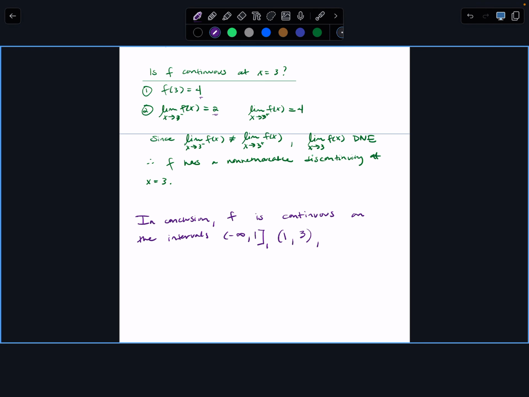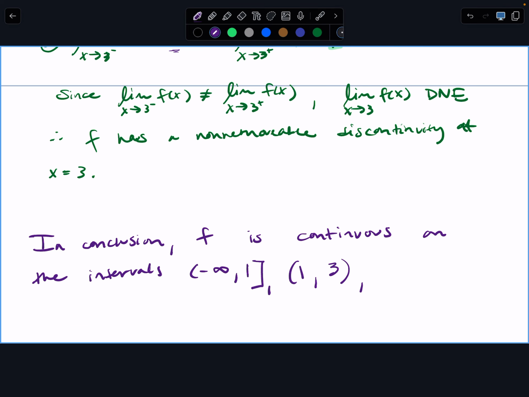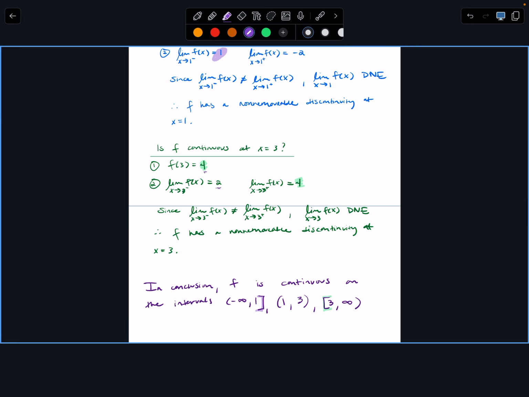But then for when 3 is the left endpoint of the interval, so thinking from 3 on, we go, oh, there's a different color here. x approaching 3 from the right is 4. The function value at 3 is 4. So, yeah, we would include 3 to infinity. And beyond.